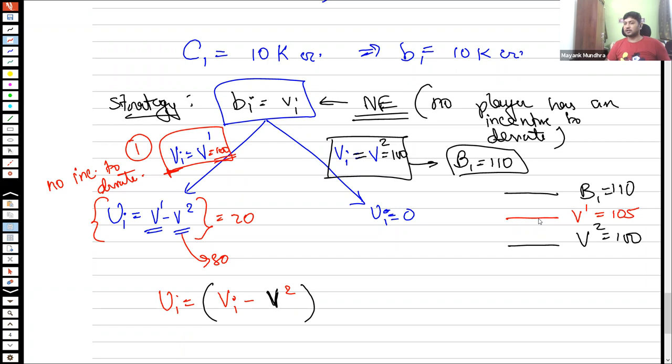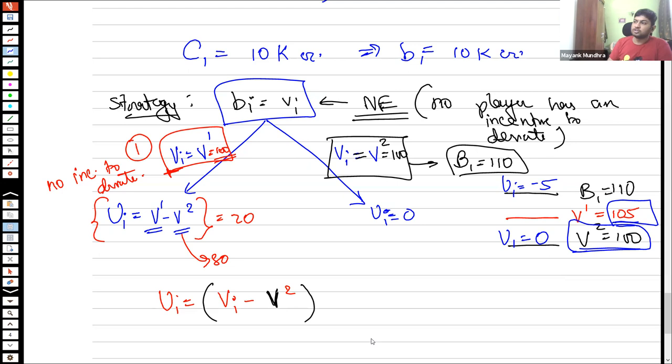Now, had you bid your valuation, which was 100, you would have got utility equal to 0 because you would have lost it. But because you bid 110, you win it at 110, but you have to pay 105. So your utility becomes equal to minus 5. You buy it at 105 for something you value at 100. So your utility becomes minus 5.